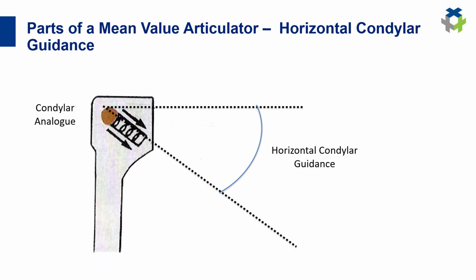The condylar tract represents the horizontal condylar guidance, or the inclination of the horizontal condylar guidance, which is the angle between the path of the condyle and the horizontal plane. But here we see that this angle is fixed and cannot be modified in this articulator.